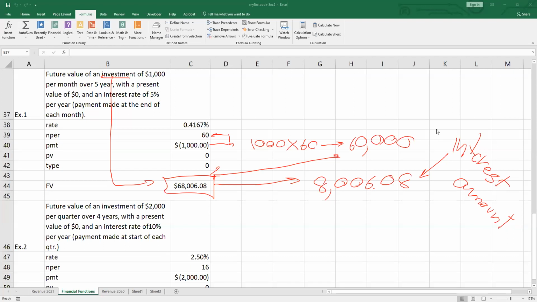Okay. So after we talk about the functions PMT and FV already, today we will learn more functions.